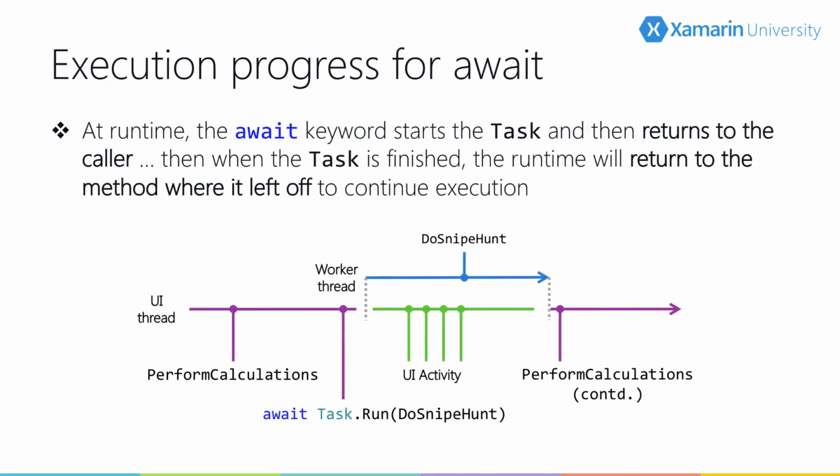Here's another way to look at it. We have got our UI thread, which is calling PerformCalculations, just some method. It then starts a task, and that task wants to execute the method or the delegate DoSnipeHunt. The UI thread is calling await on the task, and that will make it return back to the caller. No more instructions will be executed in our PerformCalculations method. The UI thread will be able to respond to user activity, to maybe run some animation, to react to the click of a cancel button, also important.